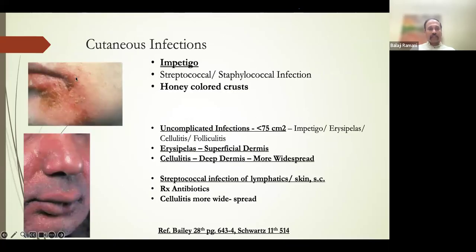So these are some classical cutaneous questions that may come. This is of course your impetigo, with the classical honey colored crust, which happens commonly due to streptococcal or staphylococcal infections. You can see the erythema and the honey colored crust here.